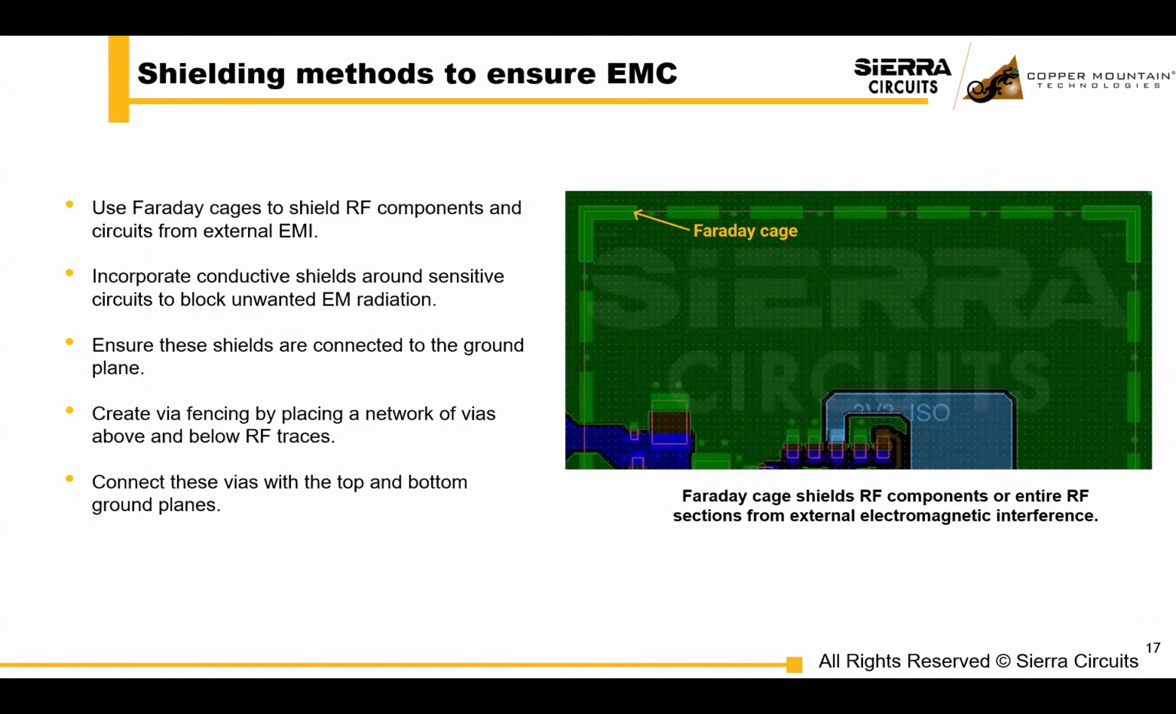You also want to create via fencing or via stitching by placing a network of vias above and below RF traces. For serpentine structures, ensure they are grounded through the top and bottom ground planes. When you're working with microstrip lines, the situation is slightly different. Since the top side lacks a ground plane, connect the via fencing on the top layer using a trace.